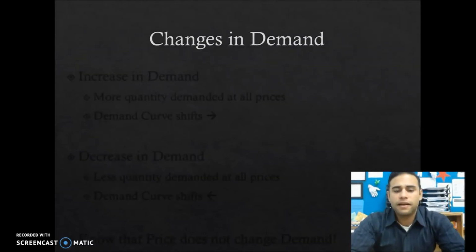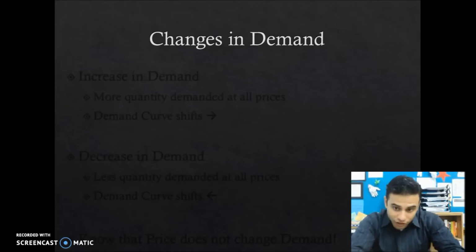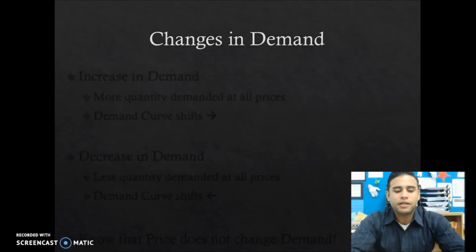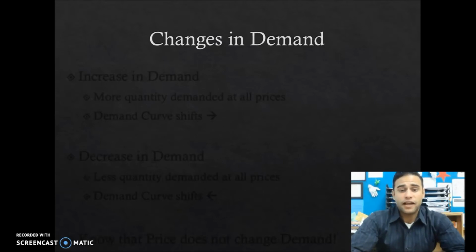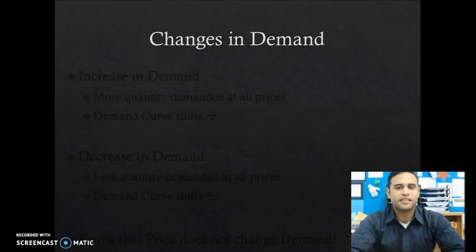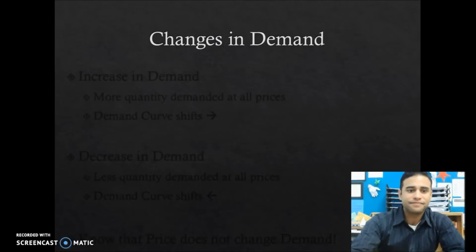So let's talk about changes in demand now. Up to now we've only really talked about changes in the quantity demanded. I told you I was getting ahead of myself. For a change in quantity demanded, it's easy to know if that's what happened, because if the price is the thing that changed, then it was a quantity demanded change. But if it was anything other than the price, then our behavior must have changed, and you're going to change the entire curve.